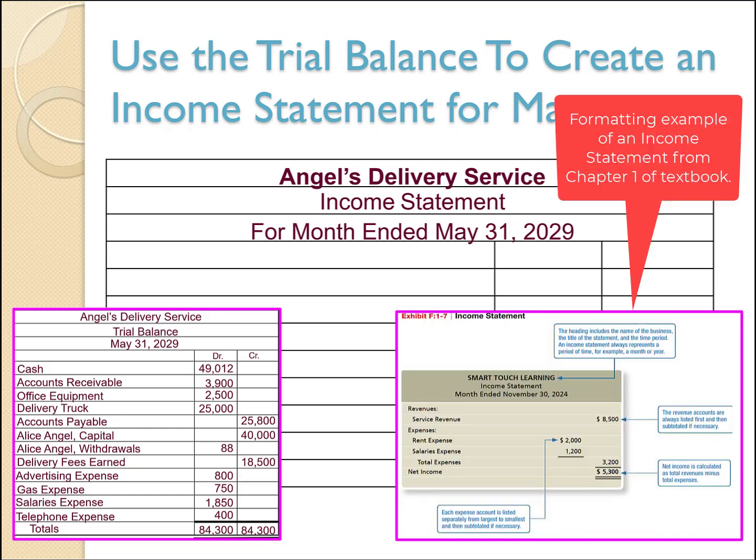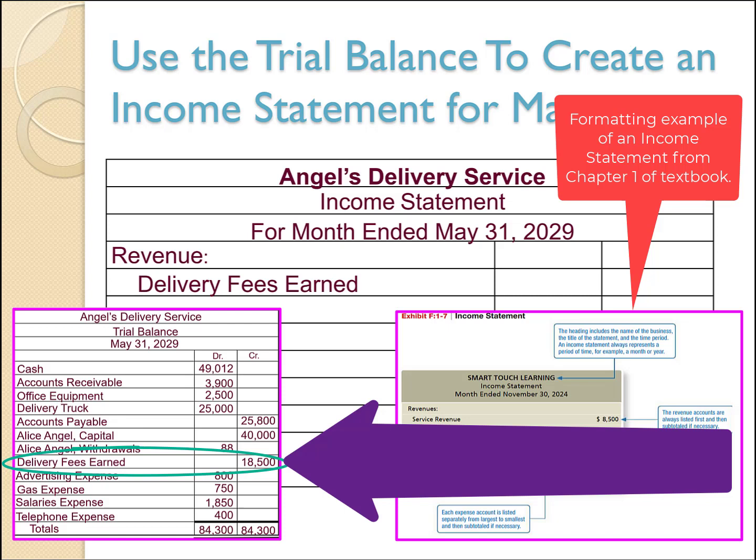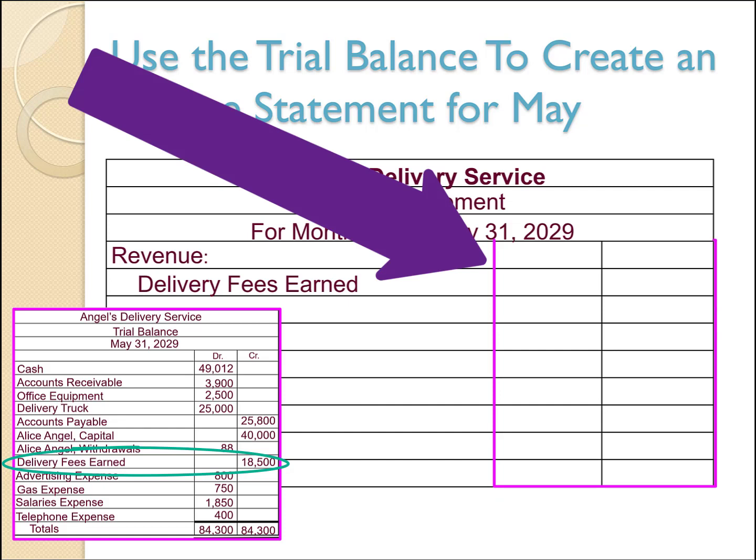So using the formatting example from our book, notice we've got the label revenue, and then under that we're going to indent and write the name of the revenue account, delivery fees earned. So where did we get this delivery fees earned from? We got it from our trial balance. And if you forgot what type of account it was, you'd have to go back and look at the chart of accounts.